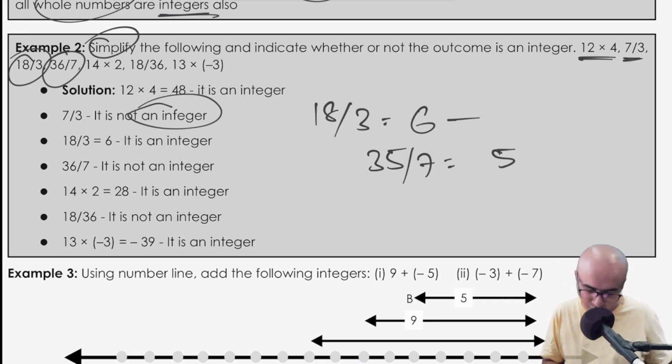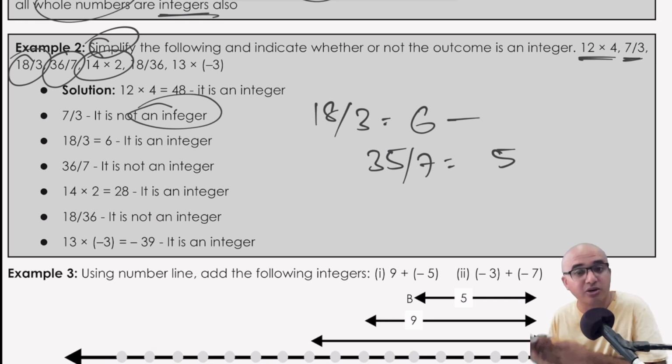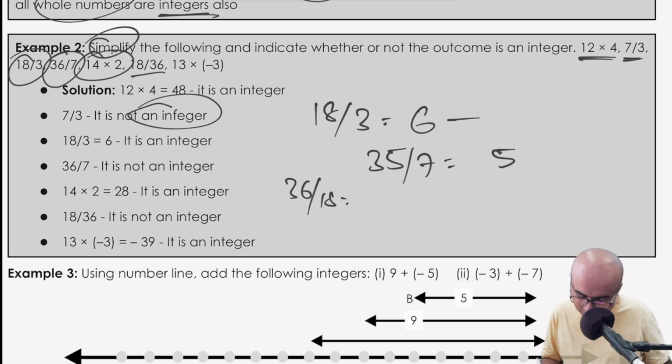Then we have 14 into 2, obviously an integer. Both are natural numbers. When two natural numbers get multiplied, it will result in a natural number only. Okay, and of course any natural number is also an integer. 18 by 36 is not possible, whereas 36 by 18 would be an integer. 18 by 36 will simply result in a fraction, decimal, whatnot, whereas 36 by 18 would have resulted in 2, which would be a natural number.